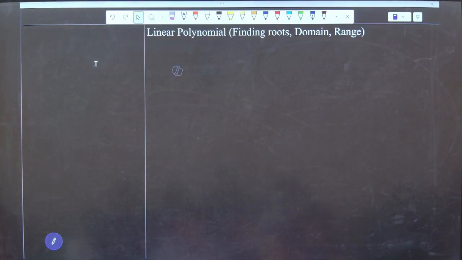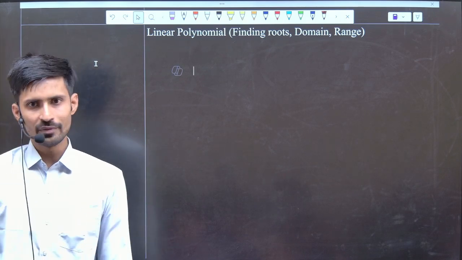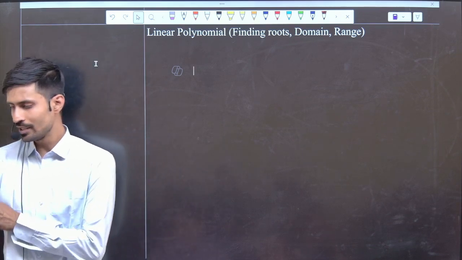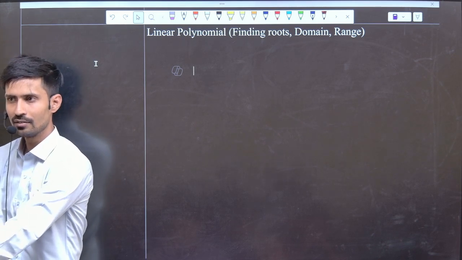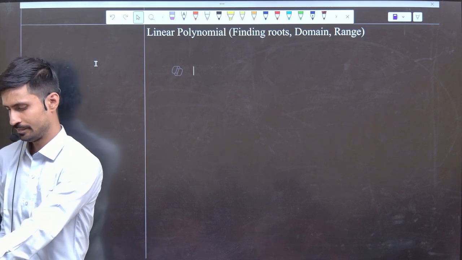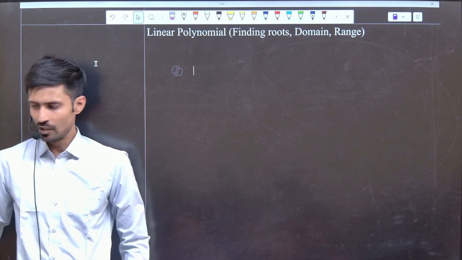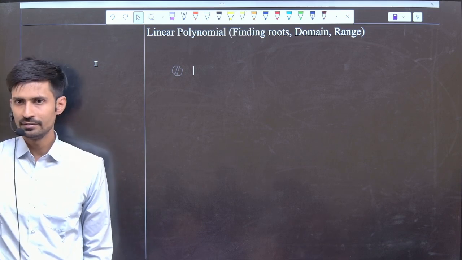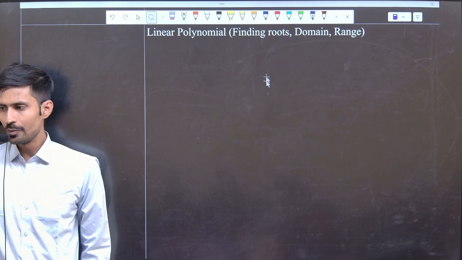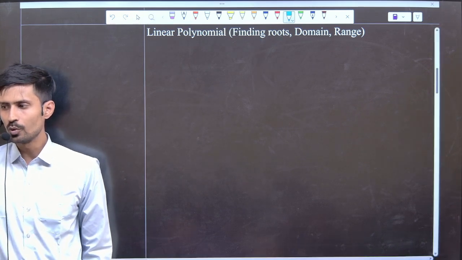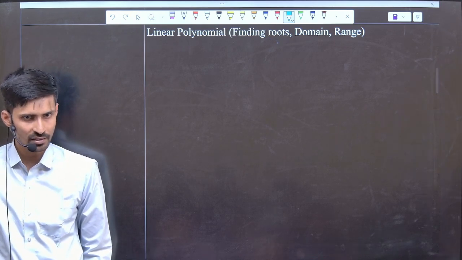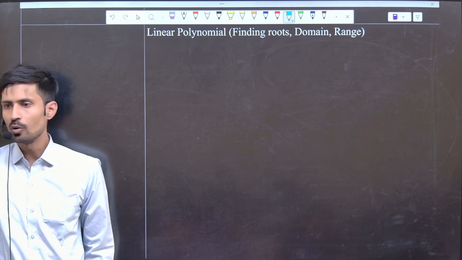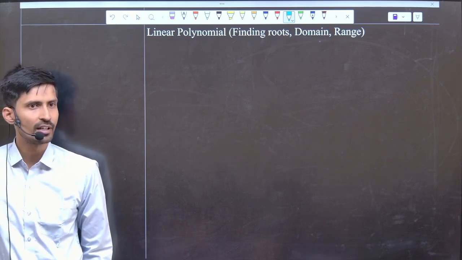So in this lecture, our first topic is going to be linear polynomial, which you have already learned. Here we'll give you some extra thinking regarding linear polynomial. Generally in linear polynomial, we are going to tell you how to find the root of a linear polynomial. Again, this is mathematics of your 8th class. Also how to find the domain and what is the range of a linear polynomial.